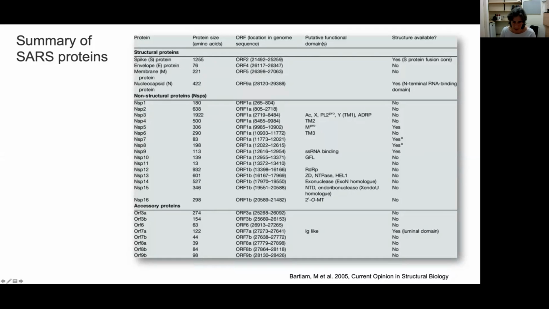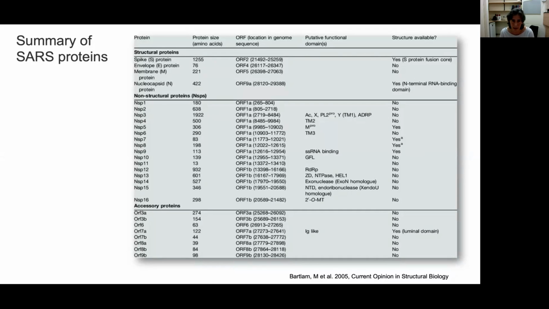As I said before, another important point is that because all the replication is in the cytoplasm, these viruses carry their own RNA-dependent RNA polymerase, which is also an attractive drug target. We'll talk about it in a little bit. So as I said before, most RNA viruses that we know and that we work on have about 10 proteins. Again, this is one of the largest ones. You can see the list of the proteins here.